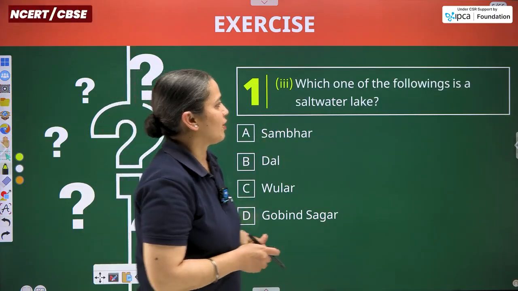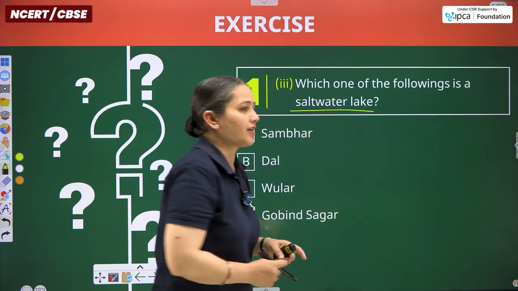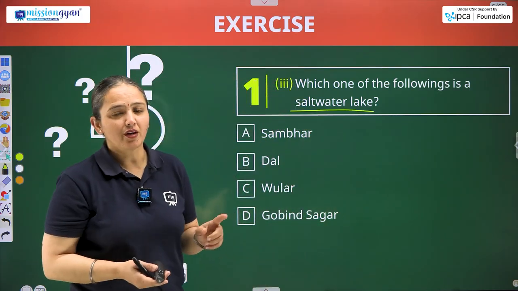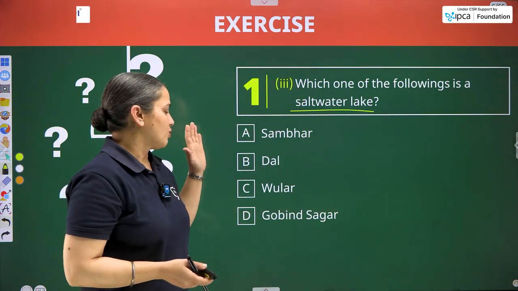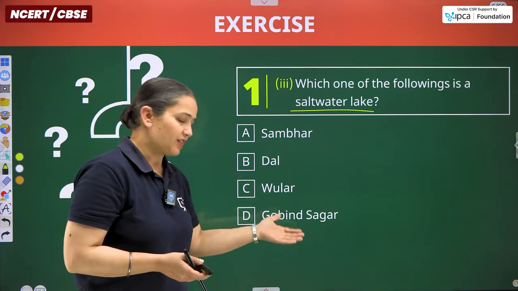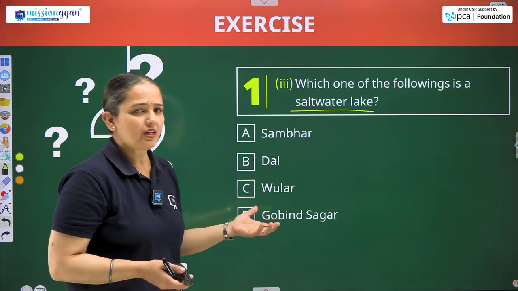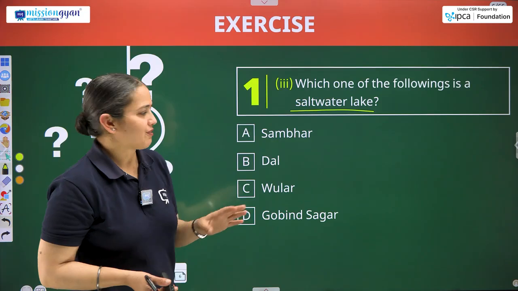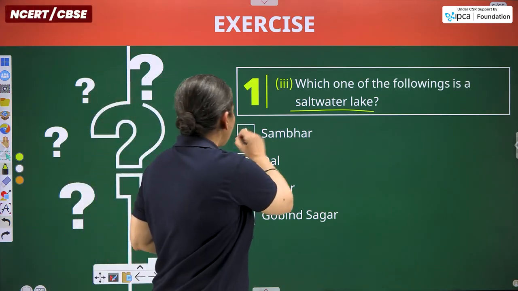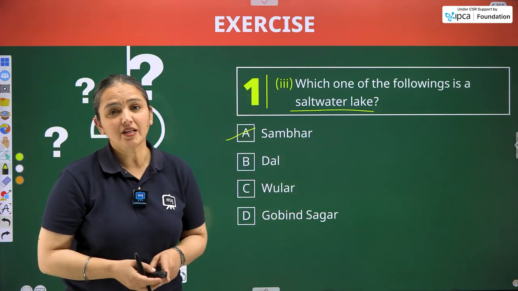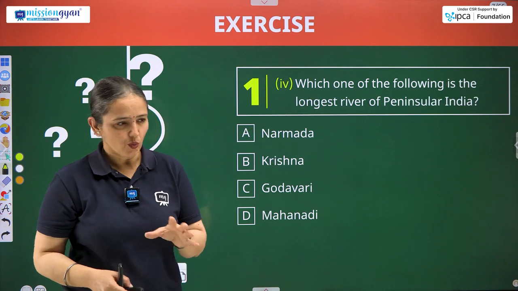Which one of the following is a saltwater lake? It's not about the saltiest one, we are talking about the saltwater lake. So Wular is a freshwater lake, Gobind Sagar is an artificial lake, so need not worry. It is also comprising freshwater, Dal too. So Sambar Lake, located in Rajasthan itself, is a saltwater lake.